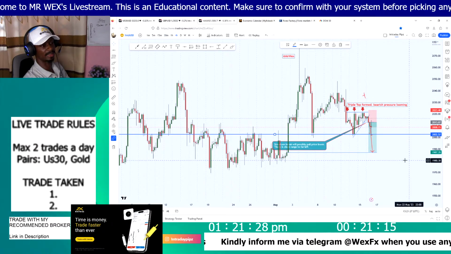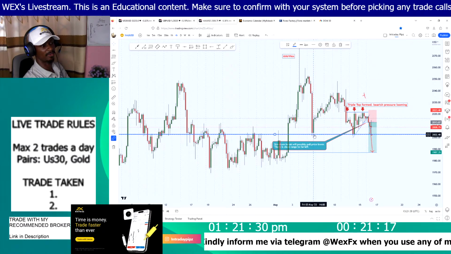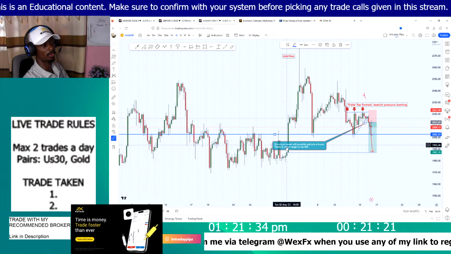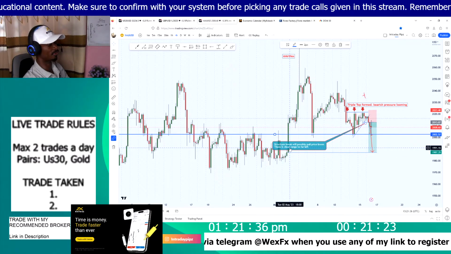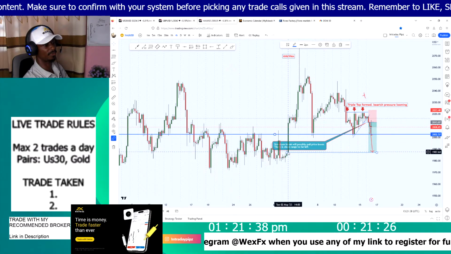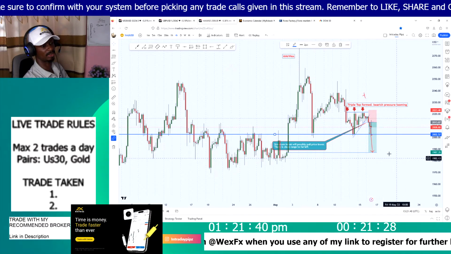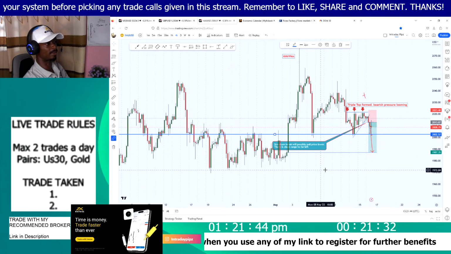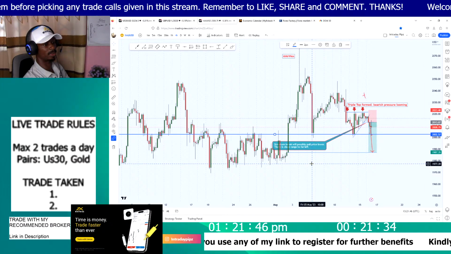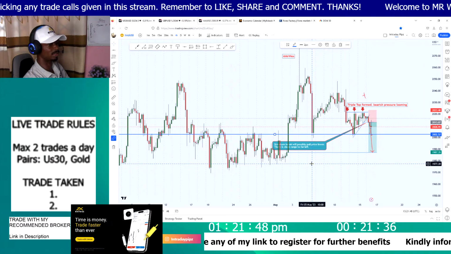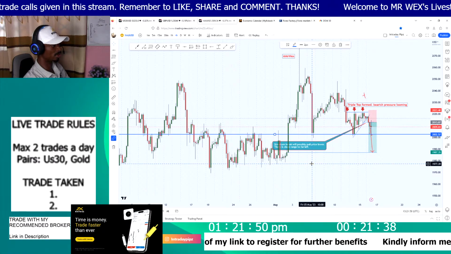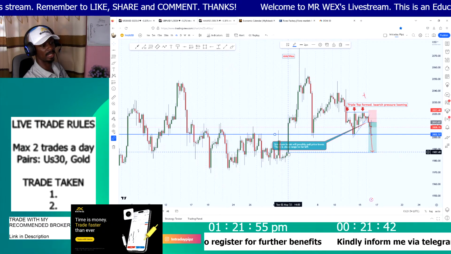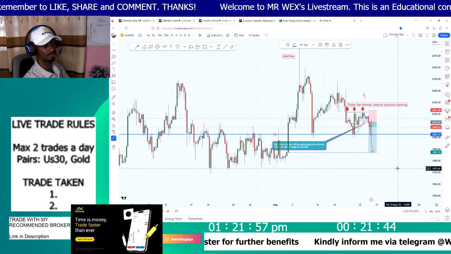So you realize that we have a first leg, we have a second leg. So I'm just expecting a third leg to correct this previous move right here, this previous bullish move. Right. So that is basically why we are having our exit at that point. And I don't like to stretch my TPs. I like to use obvious exits. So that is basically why our exit is at this point.